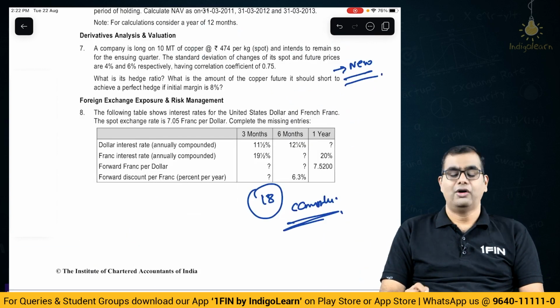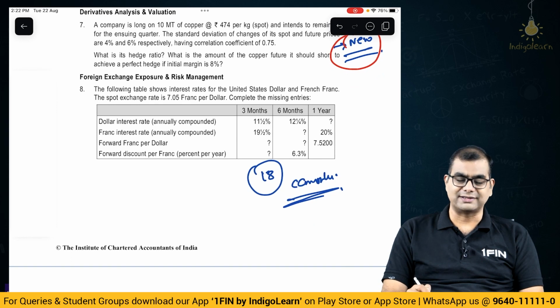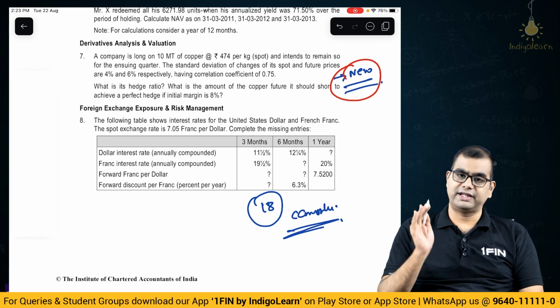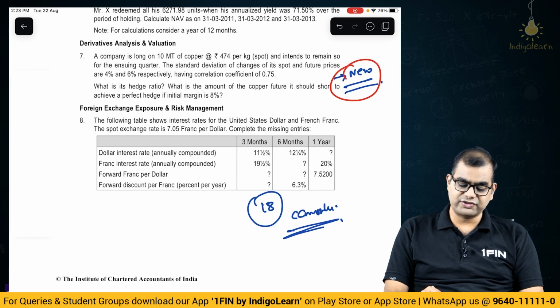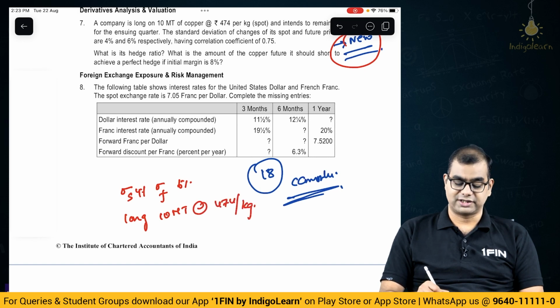RTP is very clear. Now, the only question which is new is this one from the derivatives chapter, and it's a very simple question. A company is long 10 metric tons, not meters, MT means metric tons, of copper at 474 per kg of spot, and intends to remain so for the ensuing quarter. So they are long, they will remain long. The standard deviations of changes of its spot and futures prices are 4% and 6%. So standard deviation of spot and futures are 4% and 6%, long 10 MT at 474 per kg. This is kg, this is ton.